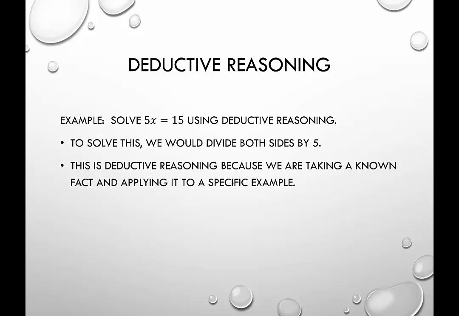So we could divide both sides by 5. This would be deductive reasoning because we're taking a known fact, the multiplication property of equality, and we're applying it to one single example. So we would say that x equals 3. And that is deductive.